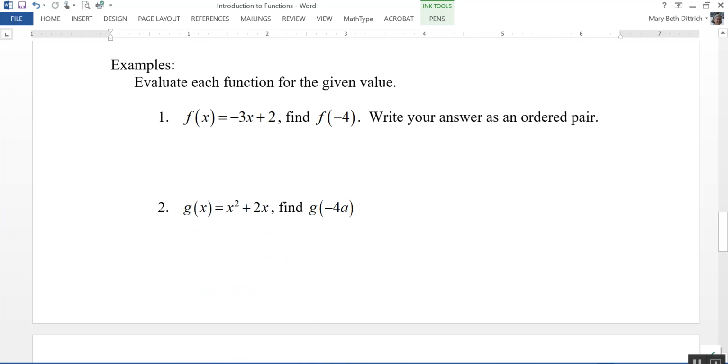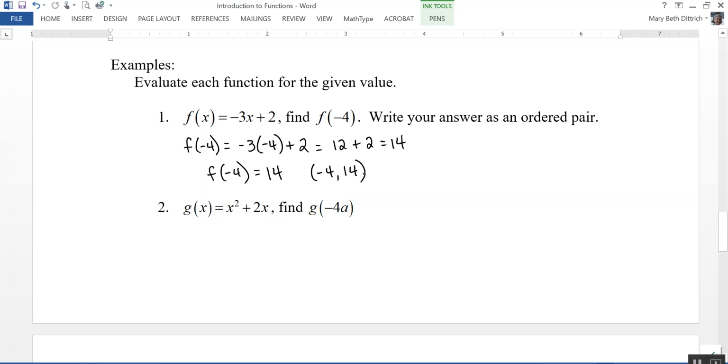Evaluate each function for the given value. So here we have f of x is equal to negative 3x plus 2, and I need to find f of negative 4. So that means that I'm going to take my function for f of x, and in place of x, I'm going to put in negative 4. So that gives me negative 3 times negative 4 plus 2. Now I just use order of operations on that. Negative 3 times negative 4 is 12, plus 2 is equal to 14. So I could write f of negative 4 is equal to 14, and written as an ordered pair, it would look like negative 4, comma, 14.